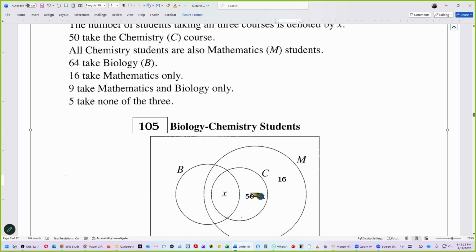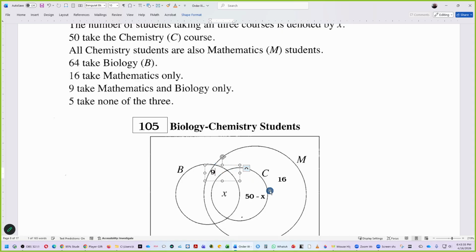All these other pieces they're sharing. So this piece, math, is with chemistry. This piece is math with biology, and this piece is math with chemistry and biology. It says 9 people take math and biology only. So now we have another bit of information we can use. And that 9 is going to go in this space here. So our numbers are starting to shape up. Okay. So the 9 people take math and biology only. That means they don't take chemistry.